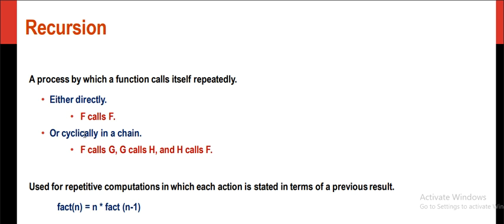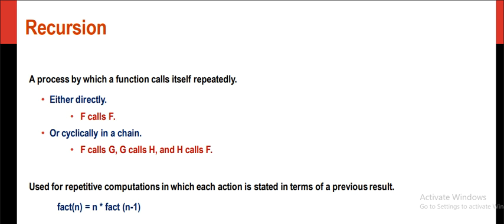Coming to the cyclical or chain method, here there are some functions: f function, g function, and h function. The f function calls the g function, the g function calls the h function, and the h function calls the f function. So this is the process meant by recursion. Recursion means a process by which a function calls itself repeatedly.